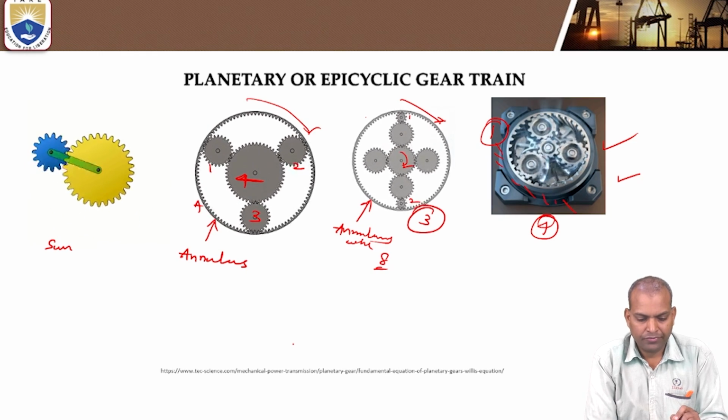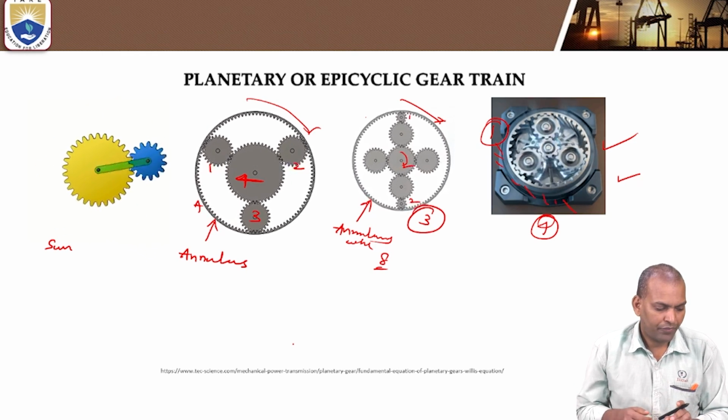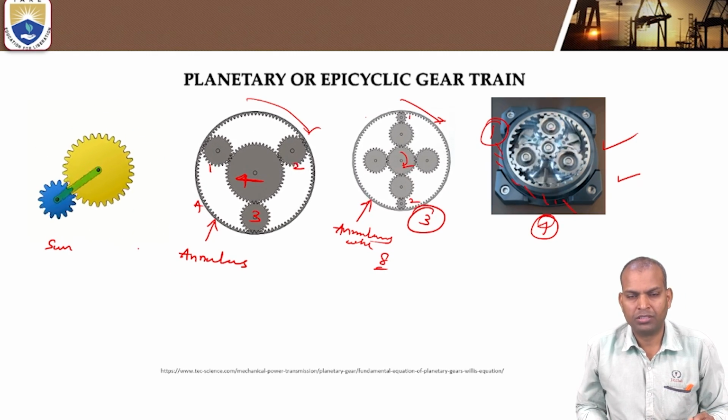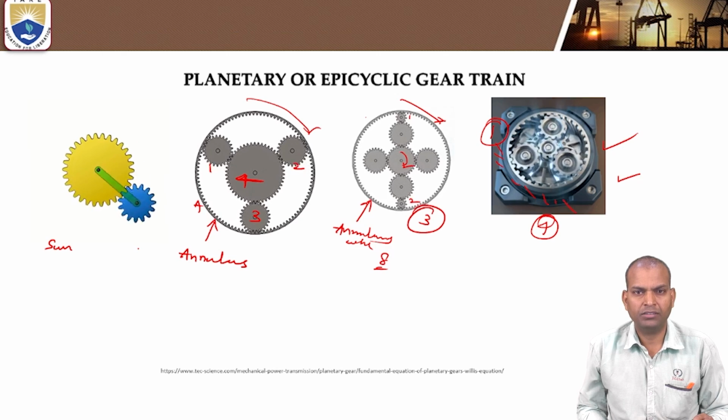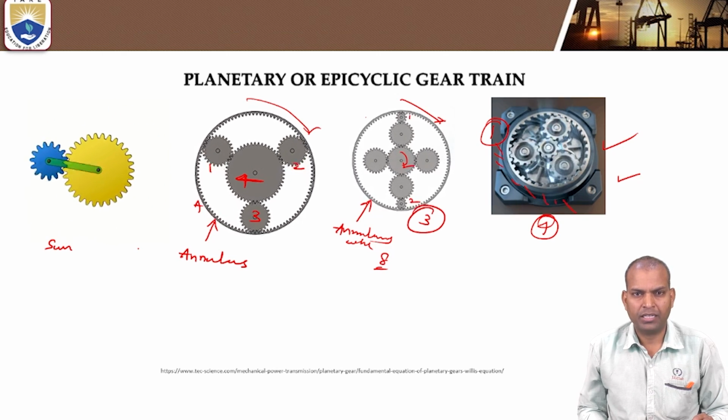So in this session, we learned the classification of gear trains. The first classification is simple gear train. Second classification is compound gear train. Third type is reverted gear train. And the final one is epicyclic gear train.